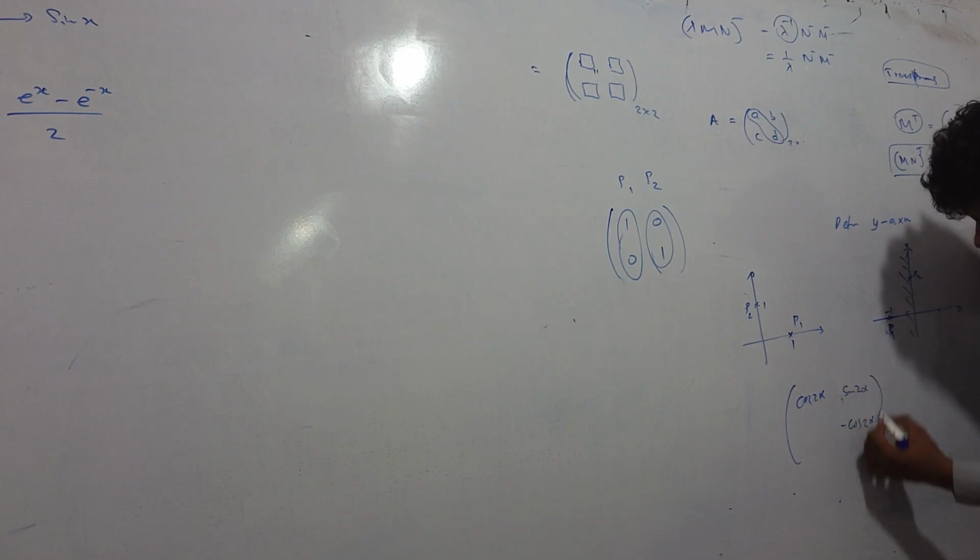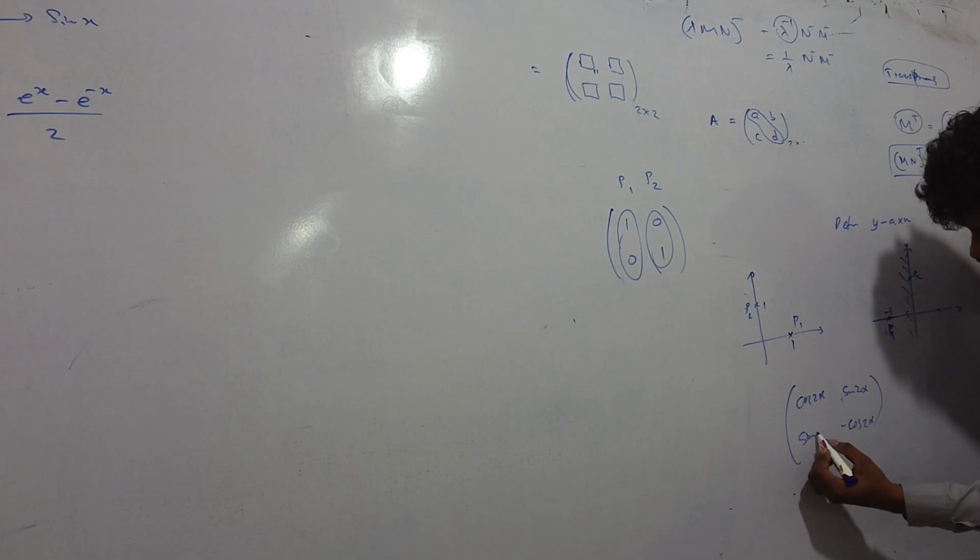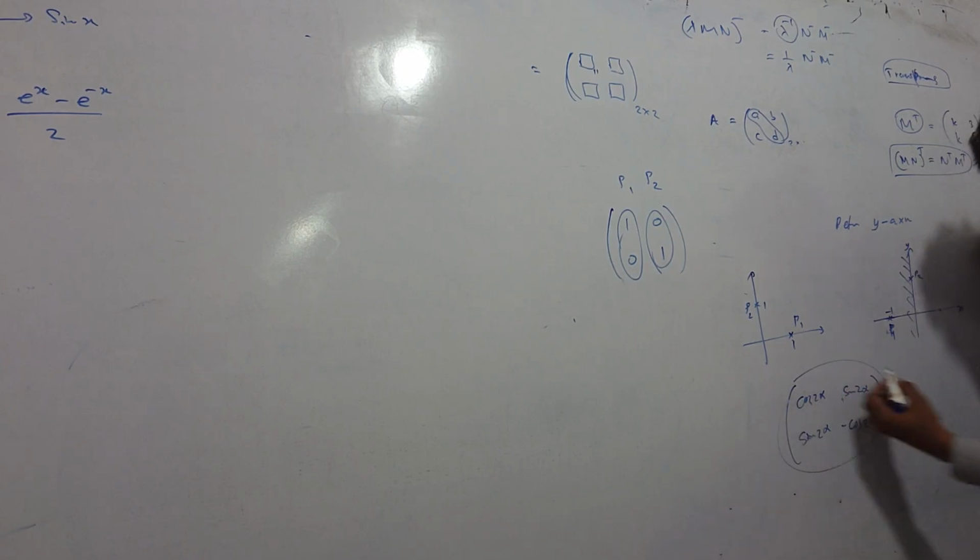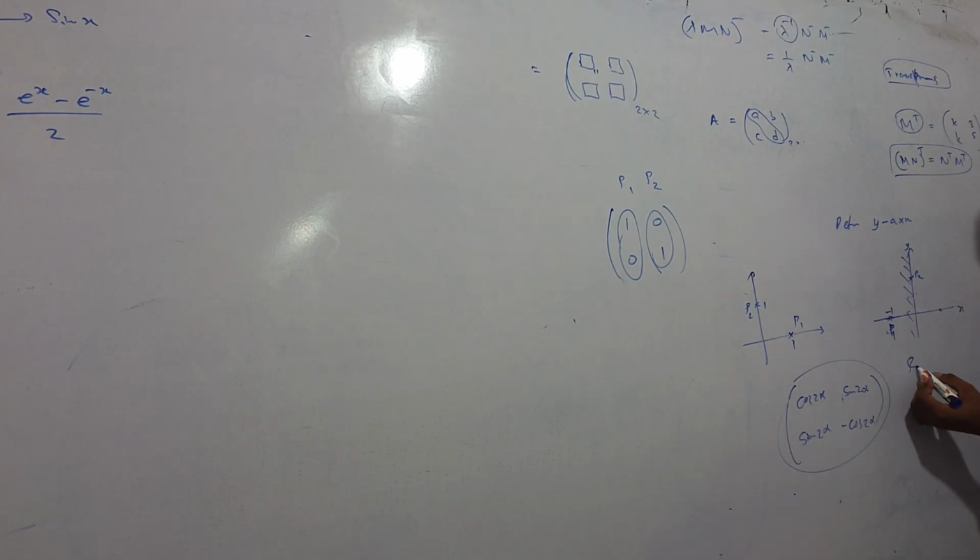Cos 2 alpha, sin 2 alpha, sin 2 alpha, negative cos 2 alpha. This is a reflection into what? Reflection into the line y equals tan alpha x. Tan alpha is the gradient. So this time alpha becomes 90 degrees, right? Then it is the y-axis. When alpha becomes 90, it becomes the y-axis.